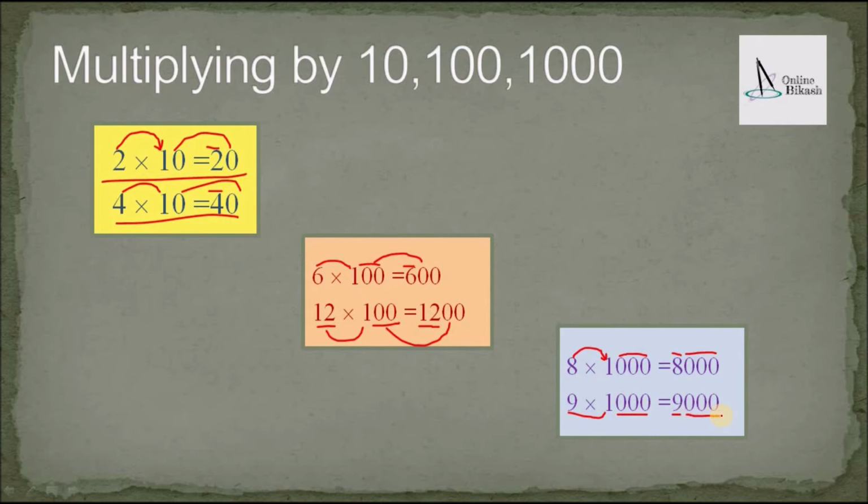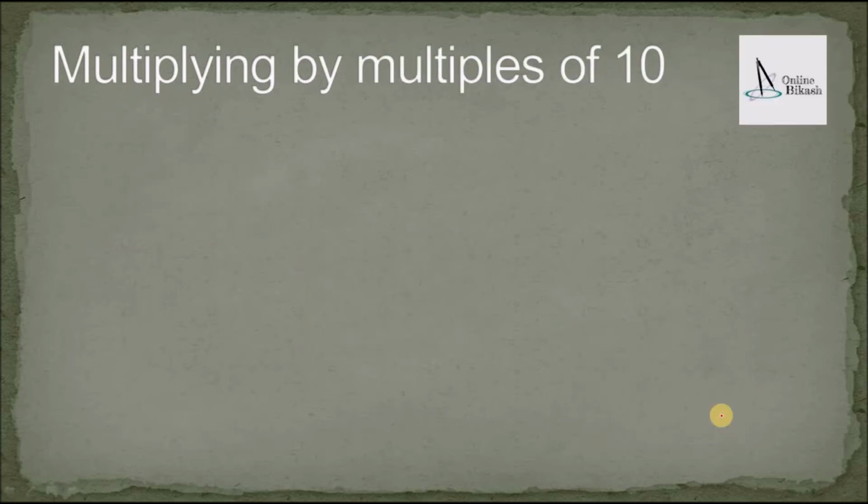Is it clear? Let us see how to multiply by multiples of 10. Multiples of 10 means what? In the table of 10, what numbers are you getting? 10 times 1 is 10, 10 times 2 is 20, 10 times 3 is 30, 10 times 4 is 40. These numbers are 10, 20, 30, 40, 50, 60, 70, 80, 90, 100, 110, 120. These are all multiples of 10. Okay, so let us see.